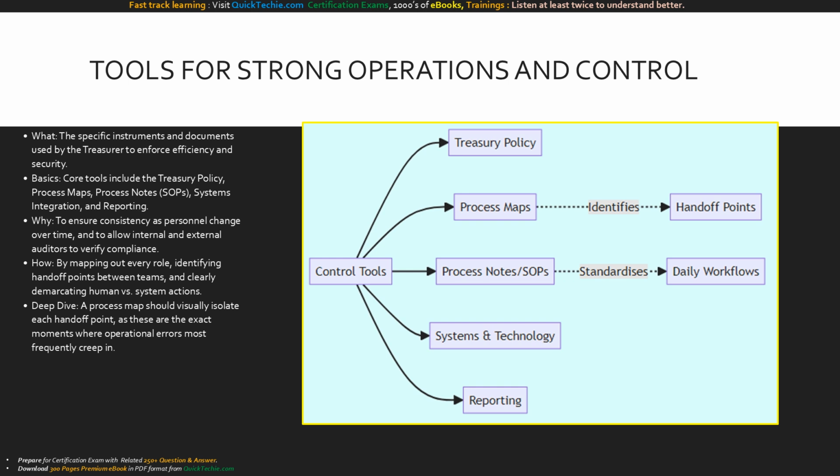This diagram maps out the Treasurer's toolkit for robust operations. From the central control tools node, we branch out to our 5 key elements. Notice the Treasury policy sets the overarching rules. Below that, process maps and process notes define the execution. Look at the dotted lines. Process maps specifically identify handoff points, exposing our vulnerabilities, while process notes standardize the daily workflows. On the bottom branches, systems and technology automate the tasks, and reporting provides the ultimate visibility to management. When these 5 tools operate in harmony, your Treasury becomes a highly efficient, audit-ready machine.